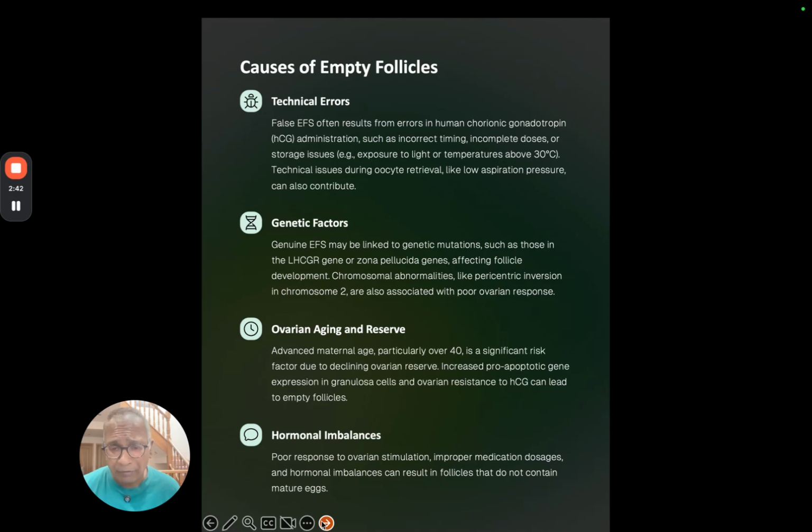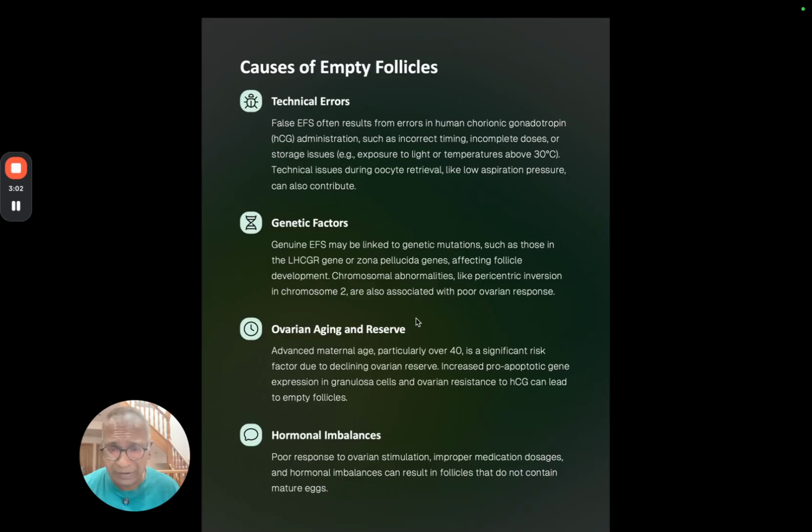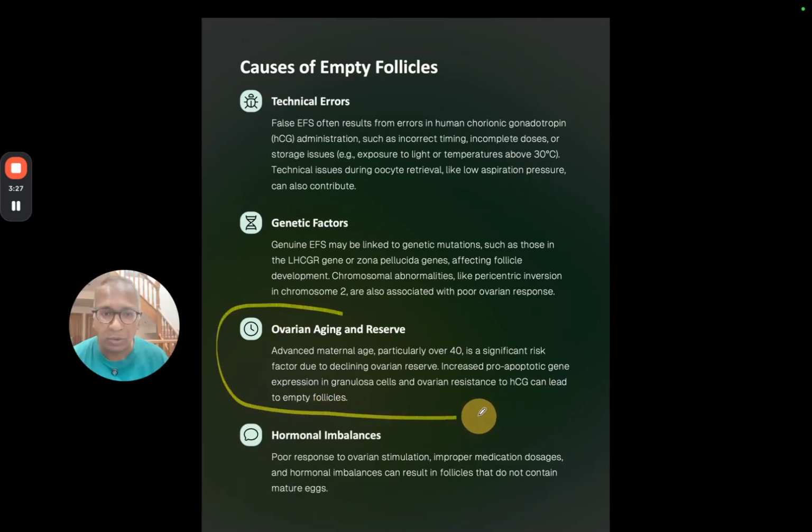Now, if you look at hormonal imbalances such as poor stimulation, discordant follicles, follicles that do not grow adequately, improper medication doses, and hormonal imbalances, these can result in follicles that do not contain any mature eggs. So what would we consider to be the commonest reason? The commonest reason tends to be ovarian aging and reserve. This is what we are more commonly going to see.